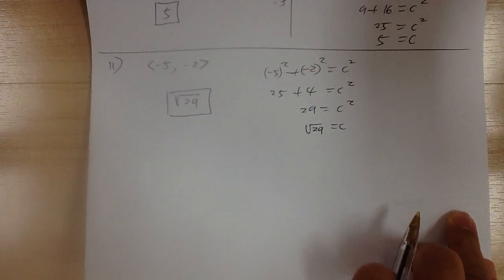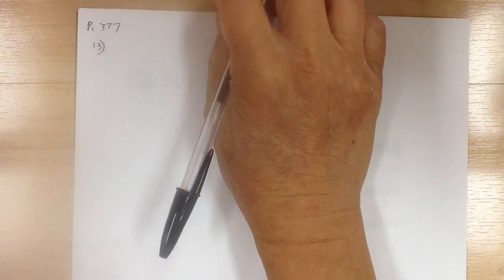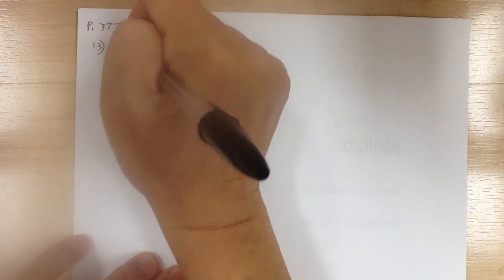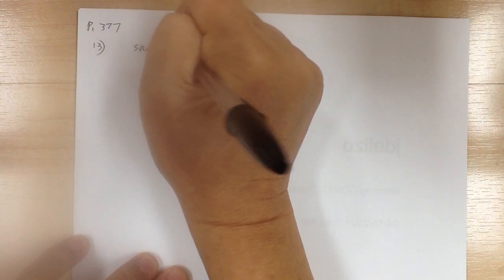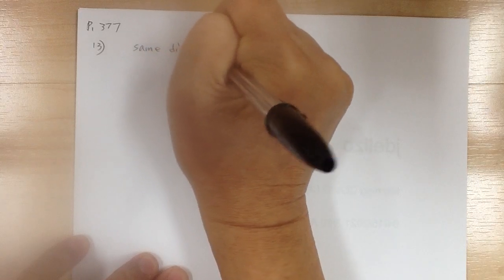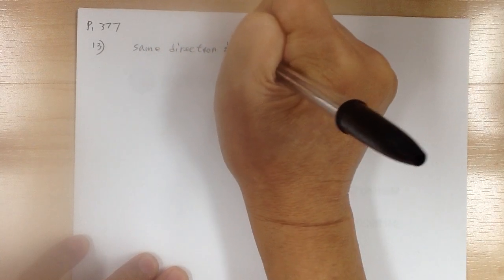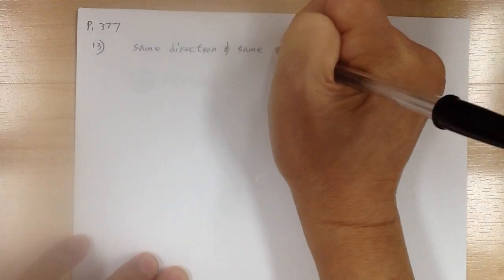Okay, let's go to the next one. Number 13, it says when two geometric vectors are equal, okay, they're equal when they have the same direction and same magnitude or length.